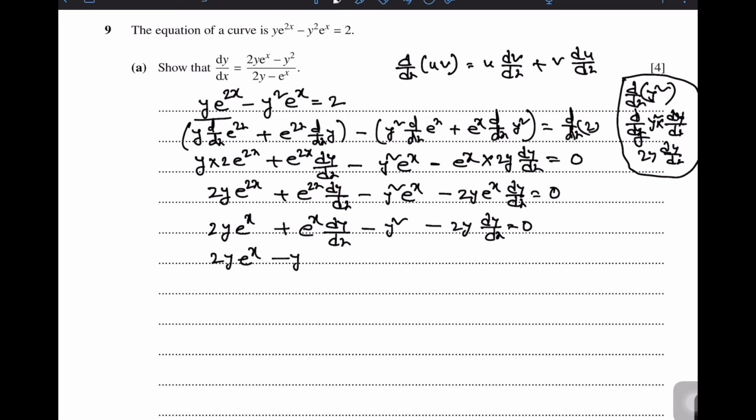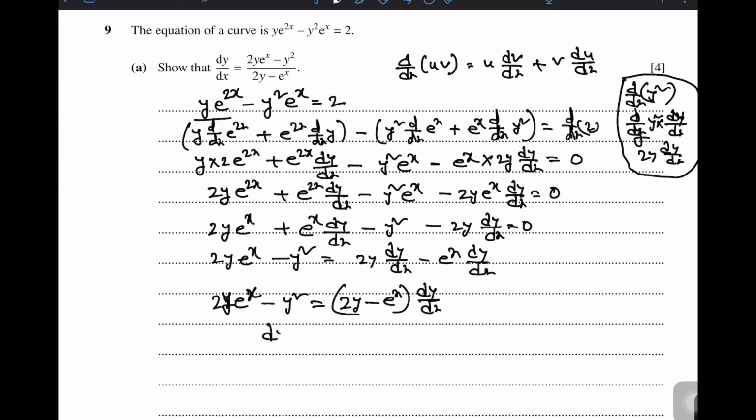Let me keep it on the left side and let me take the rest of the things on the right side. 2y dy/dx minus e^x dy/dx. So dy/dx equals (2y e^x minus y²) divided by (2y minus e^x). So that's it.